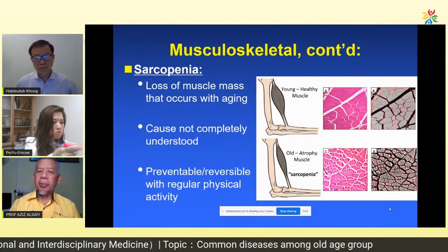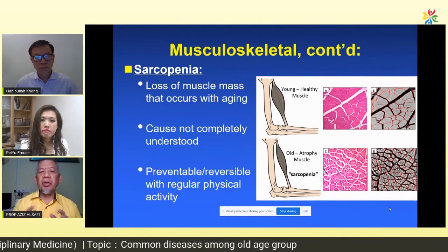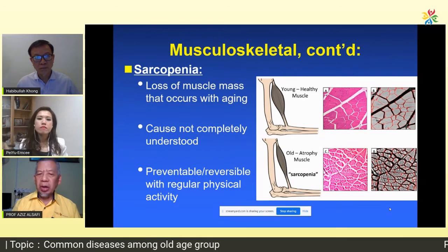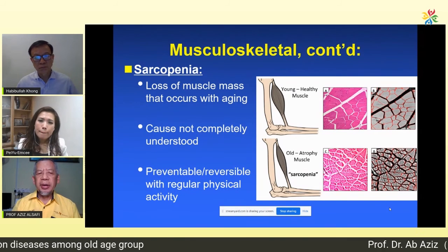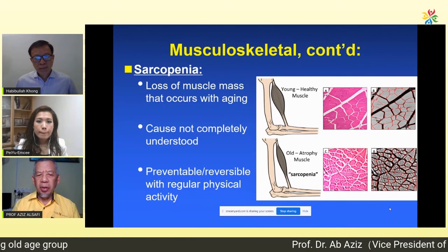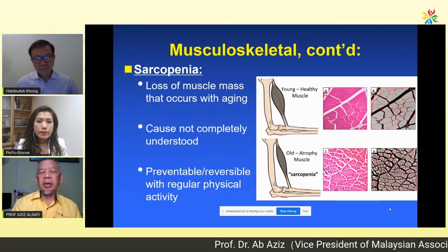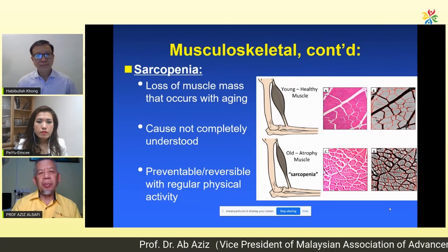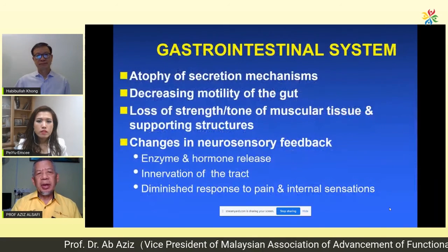Another one is called sarcopenia, as mentioned, which is the loss of muscle mass that occurs with aging. The cause is not known, but it is preventable through proper exercise.